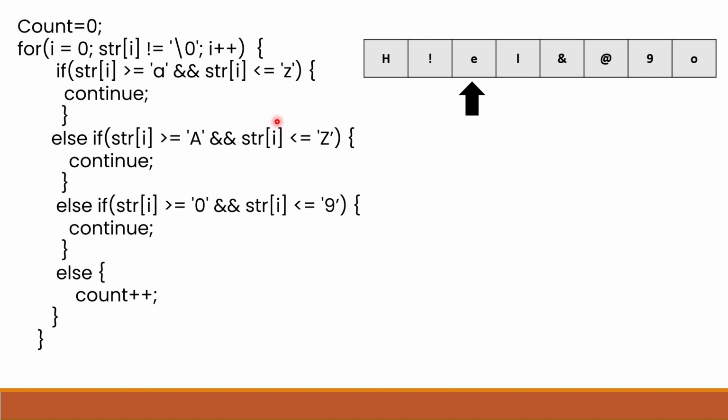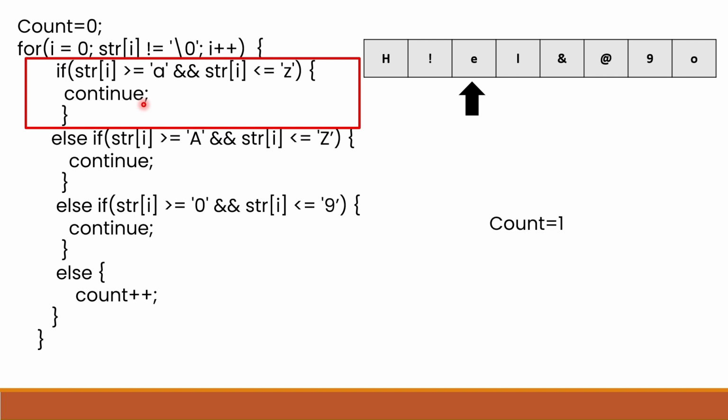So in the next iteration, str of i's value will be e. So we have to check this if condition first, if e is a small letter or not. Yes, e is a small letter, so this if condition will be satisfied, and we have to perform this continue operation where it goes to the next iteration, but the count's value will not be incremented and the count's value will be 1 only. So let's go to the next iteration.